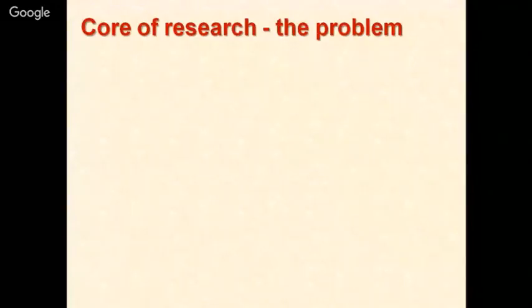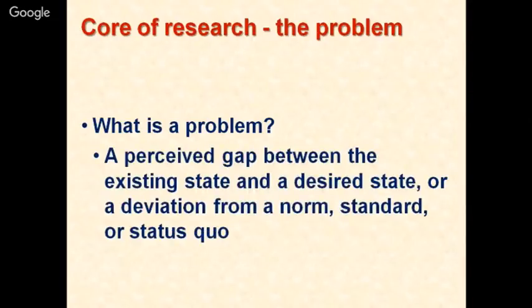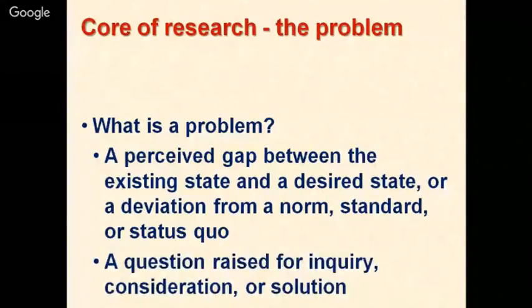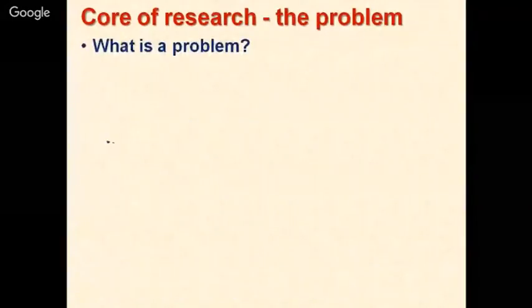Now, the core of research is the problem. Now, the question is what a problem is. Problem is the gap between what you want to do and what you actually do. It is the deviation from the standard or from the norm. A perceived gap between the existing state and a desired state, or a deviation from a norm, standard, or a status quo. Or you can say a problem is a question that is raised for inquiry, consideration, or for solution.